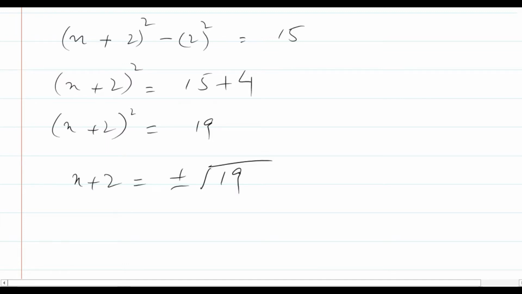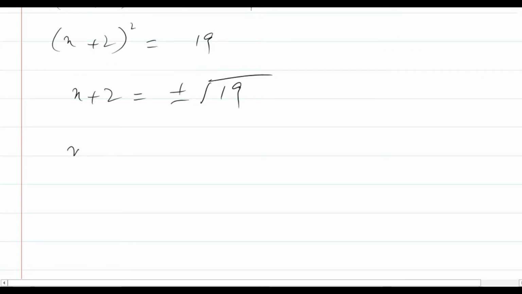You can find the value of x, that is minus 2 plus minus under root 19. As x is a distance, you can take only the positive sign, so you will ignore the negative sign and your answer will be minus 2 plus under root 19, and it can be written as under root 19 minus 2.